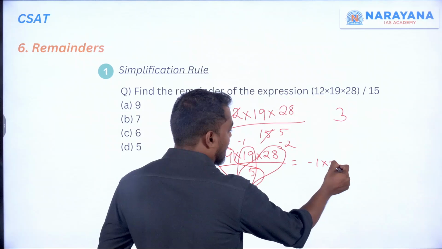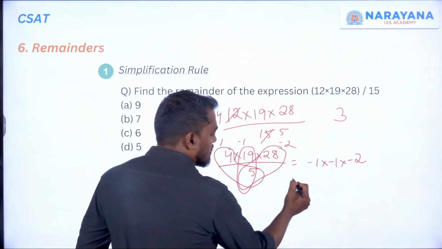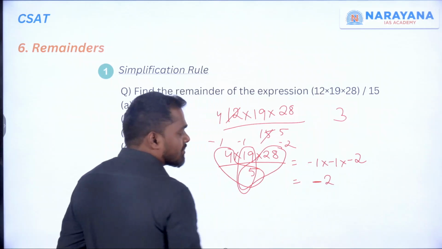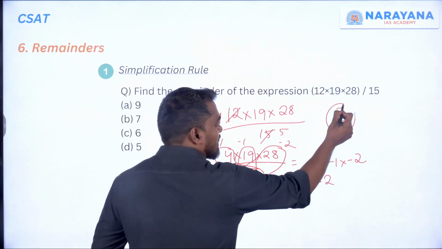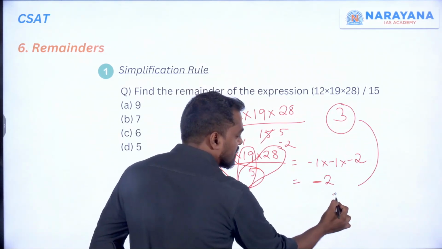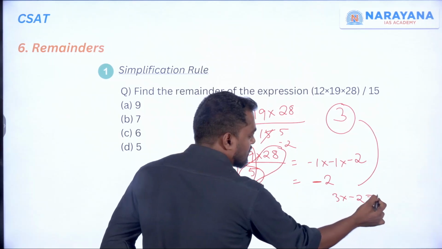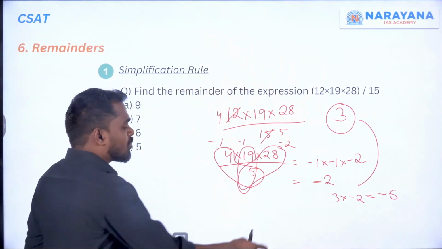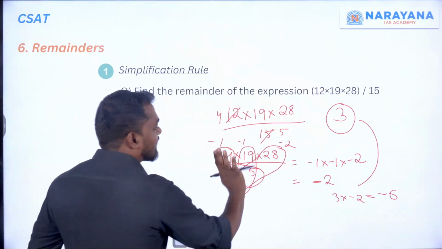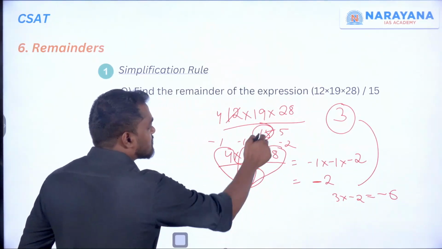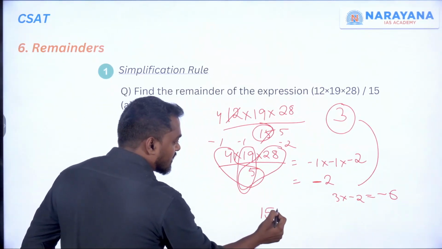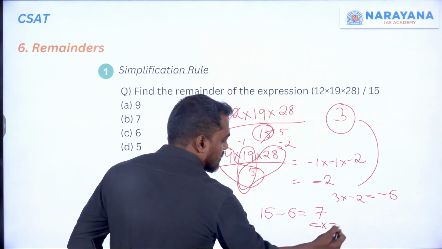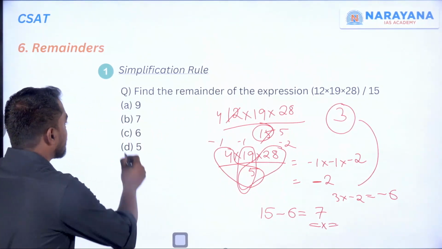So what is your remainder in this case? Minus 1 into minus 1 into minus 2. So minus, minus, minus, it will give you minus 2. Now you have put this 3 separately, multiply these two. 3 into minus 2 is nothing but minus 6. Remainder cannot be negative. To get the original remainder, take it out from the original divisor. So what is the original divisor? 15 minus 6 is nothing but 9... 7 is your remainder. Option B.